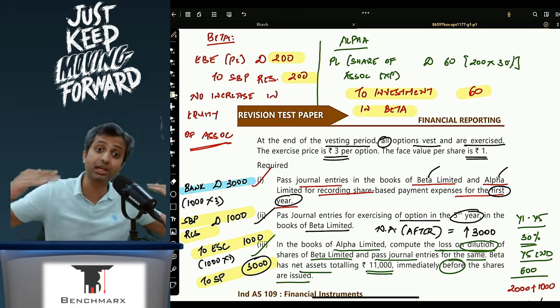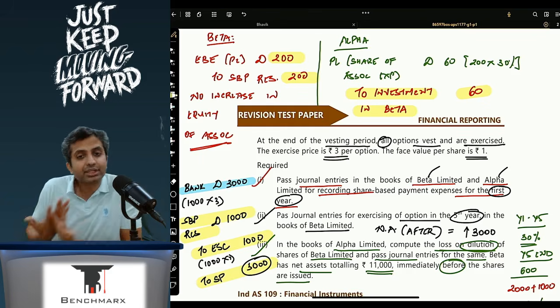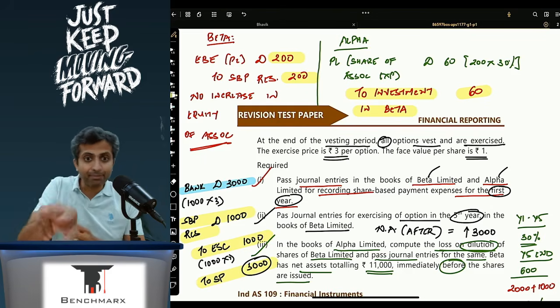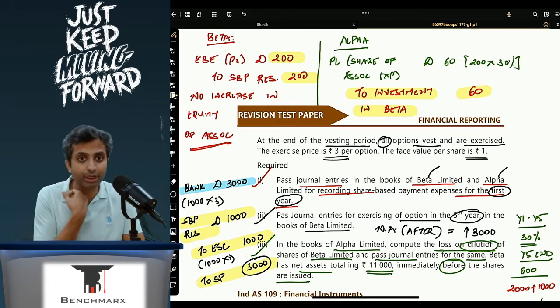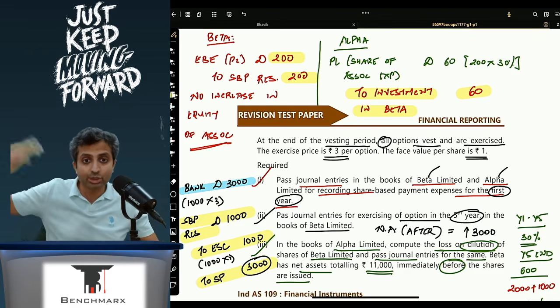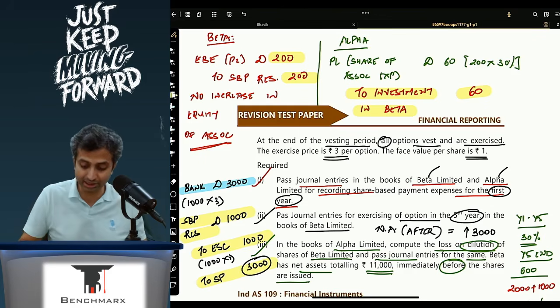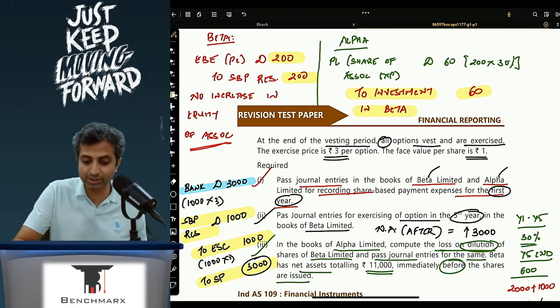Beta's net asset would remain 11,000 only, and I would have 11,000 into 30%, that is 3,300. However, separately I am saying that because this is not coming to me, it is going to the employees, this will result in a reduction of investment by 60 rupees in each of the years. And this is where students make a mistake.